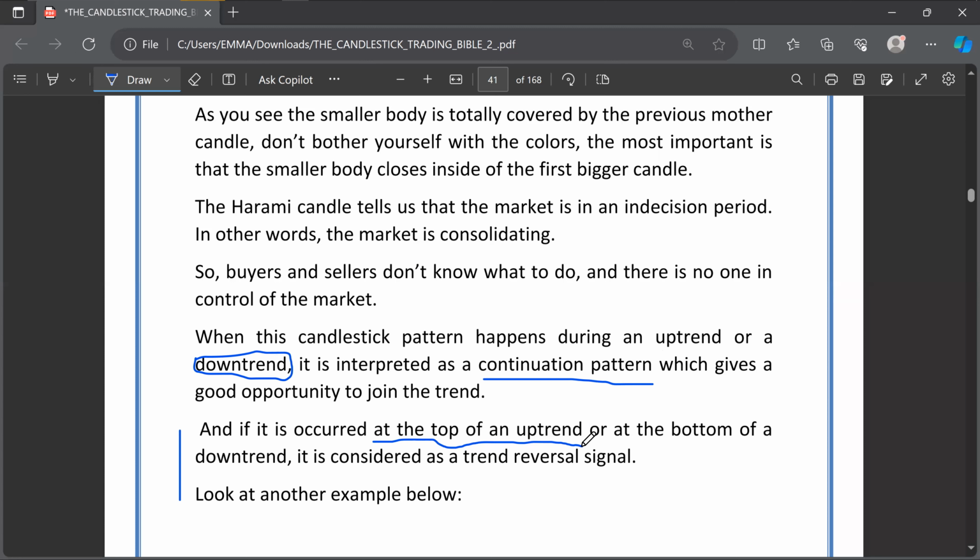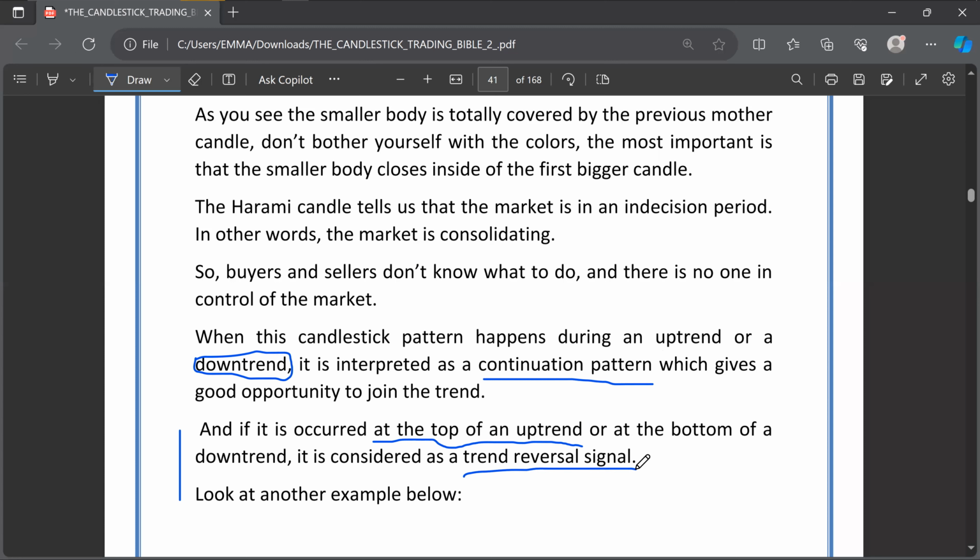So okay, I think this is the trick. If it occurred at the top of an uptrend or at the bottom of a downtrend, it is considered a trend reversal signal. I think you are convinced. So that is it.